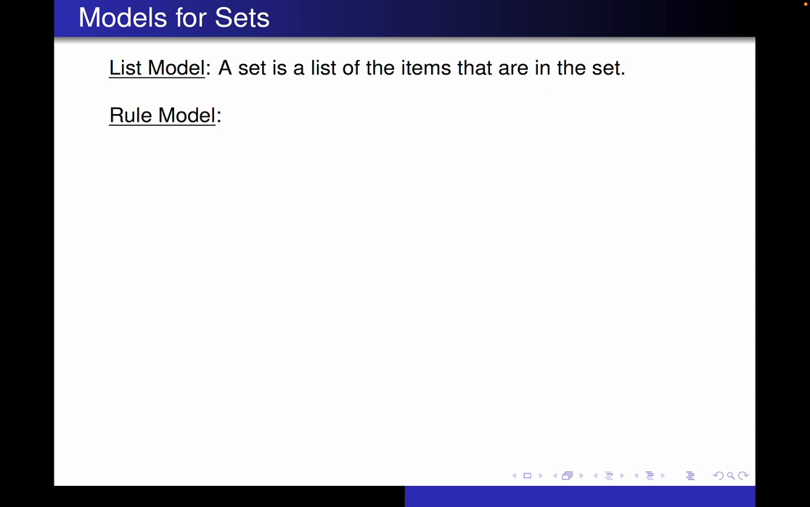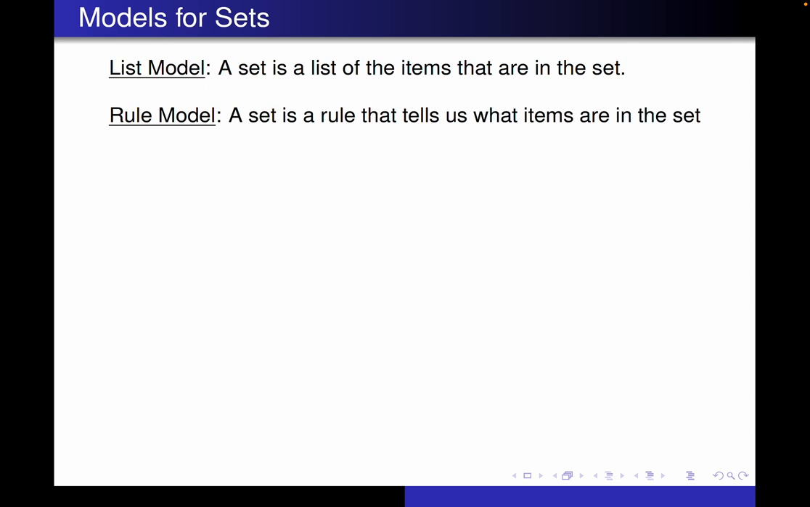All right, so there are two basic ways that we can think about sets, think about understanding them, think about how we can write the sets. One is what I call the list model. We could think of the set as being a list of the items that are elements of the set. We could also think of a set as a rule, so we can use a rule model.